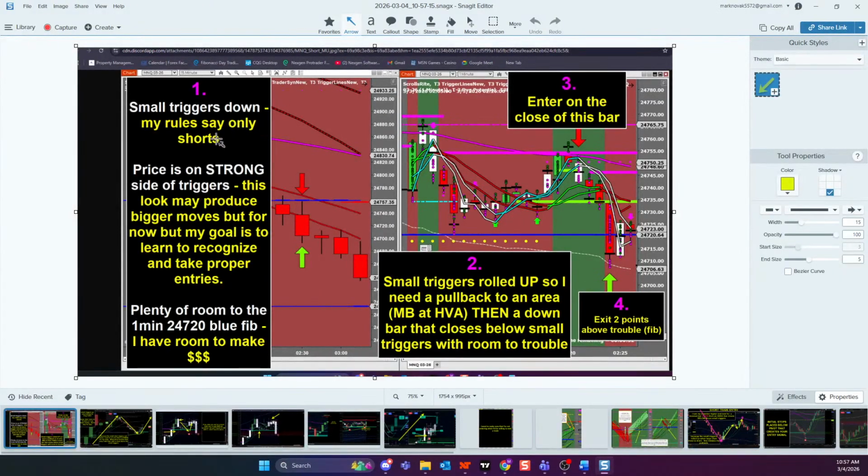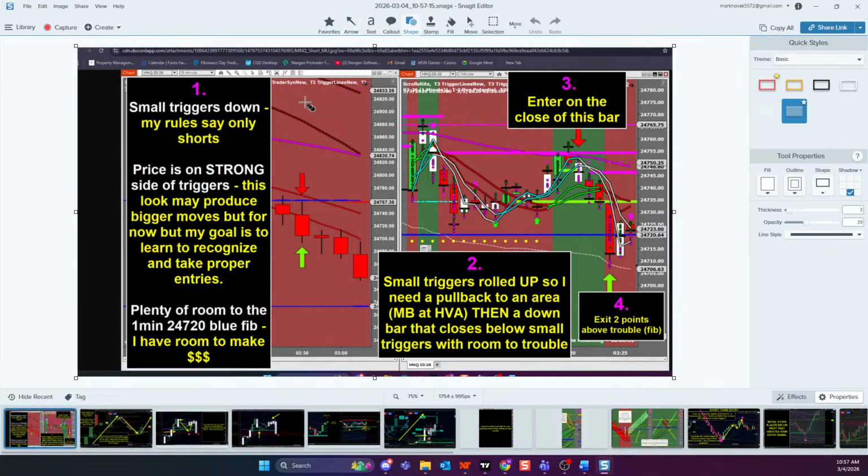So before we do the read, actually, we'll do the whole thing. Small triggers are down. Rules say only short. Awesome. Price is on the strong side of the triggers. This may produce bigger moves, but for now, my goal is to learn to recognize and take proper entries. I love it. Plenty of room to the blue fib. You have room to make money.